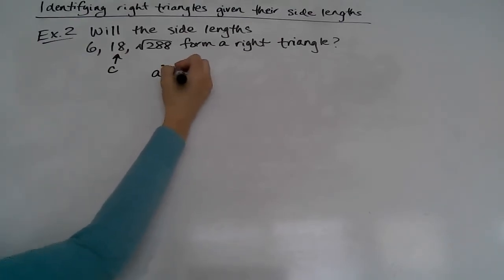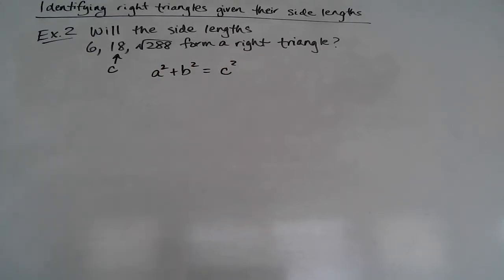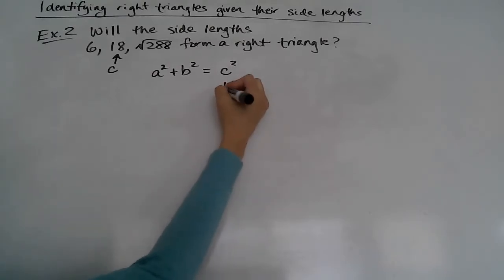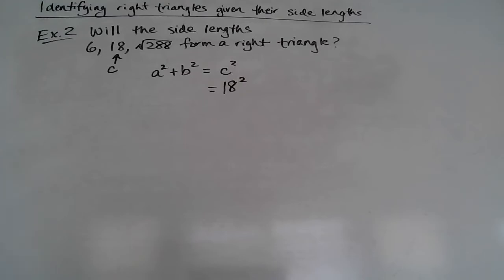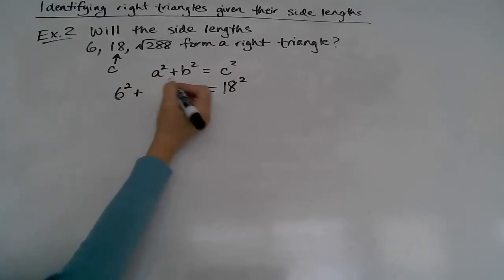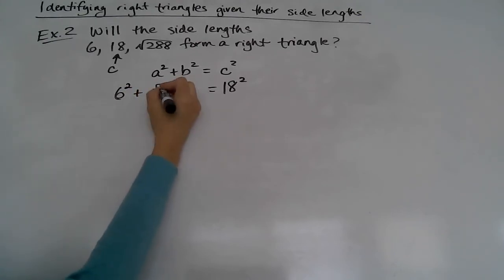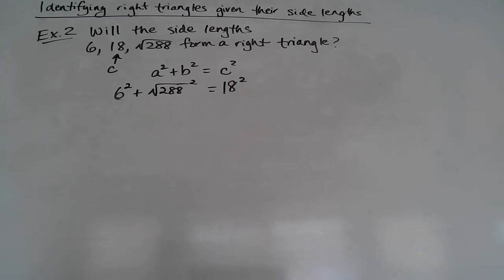So again, we have a squared plus b squared equals c squared. Doesn't matter which number you put in for a or b, we just know that c has to be our 18. So it's going to be 18 squared on that side. On the left, let's go ahead and put the 6 in for a, and we'll use the square root of 288 for b, and we're going to square that.